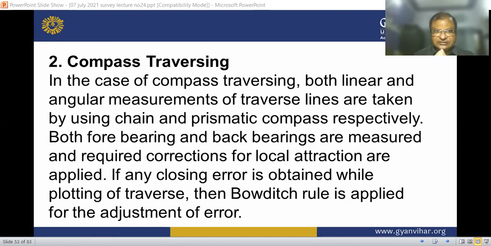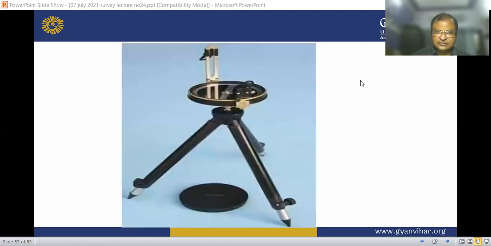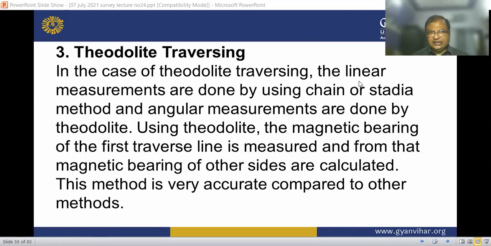And the compass traverse. In the case of compass traversing, both linear and angular measurements of the traverse line are taken using a chain and a prismatic compass respectively. Both fore bearing and back bearing are measured, and correction for local attraction is applied. If any closing error is found while plotting the traverse, Bowditch's rule is used for the adjustment of error. This is the compass traverse.